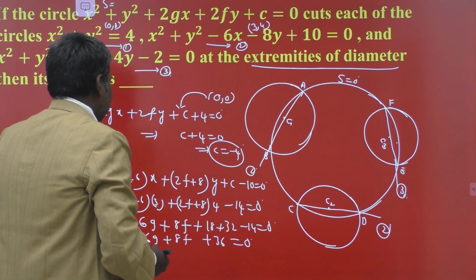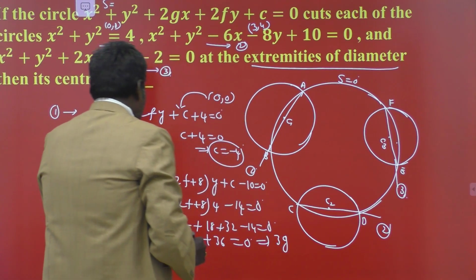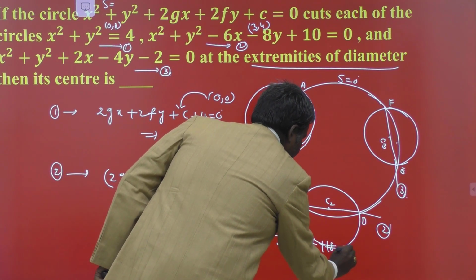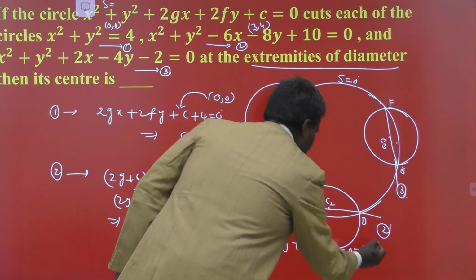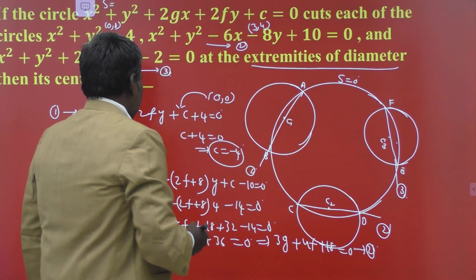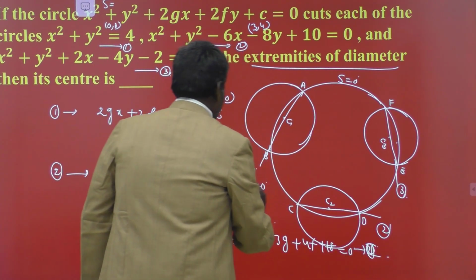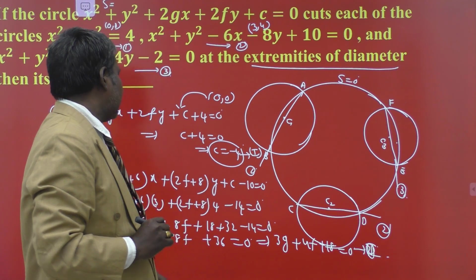3g plus 4f plus 18 equal to 0. This is equation number 2. c is equal to minus 4, say this is Roman 1. This is Roman 2. We are obtaining the conditions.